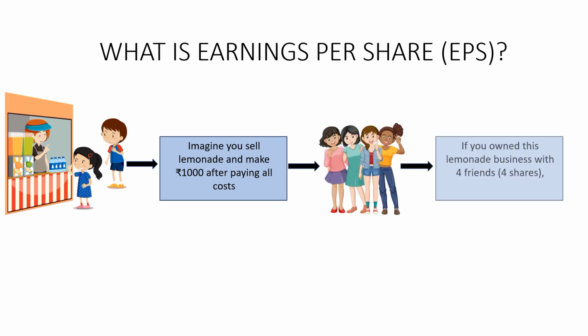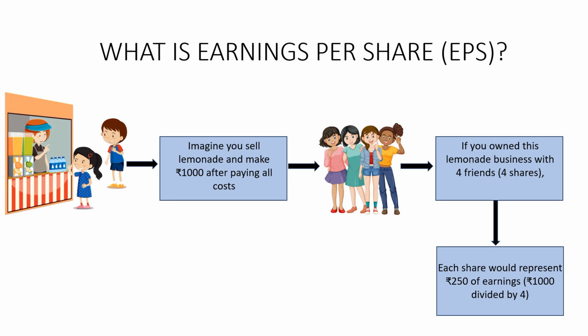So this lemonade stand, if you own it with four other friends, which means each share would represent 250 rupees of earnings, right? Because the total is how much you made? 1,000 rupees, right? After all the costs. So you are dividing that among four different friends who helped you start this business, including you. So each share would represent 250 rupees of the earnings, which is nothing but 1,000 rupees divided by 4, right? 1,000 is your earnings and 4 is the number of friends.